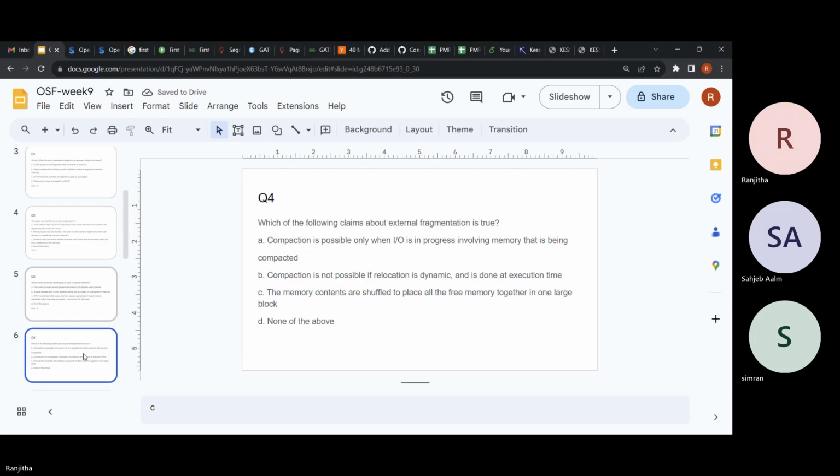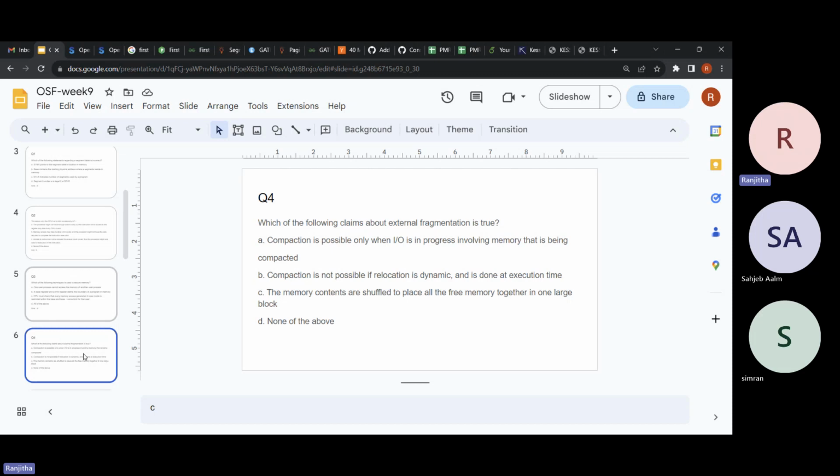The next one is: which of the following claims about external fragmentation is true. Compaction is possible only when I/O is in progress involving memory that is being compacted. Compaction is not possible if relocation is dynamic and is done at execution time. The memory contents are shuffled to place all the free memory together in one large block. None of the above. So here, for a change, they have asked which of the following statements is true. Normally the question will be which of the following statements is false. This time it's about true.